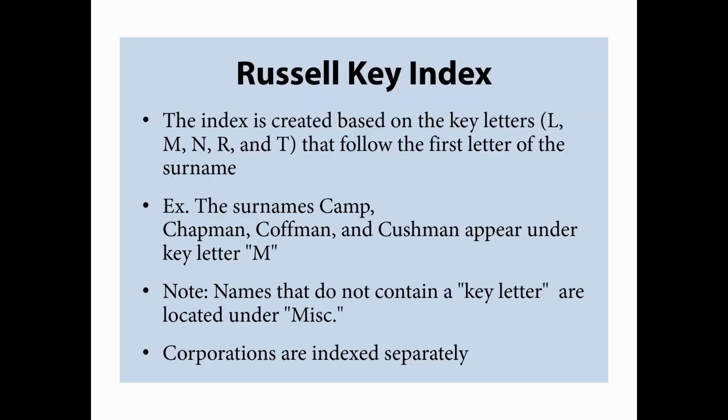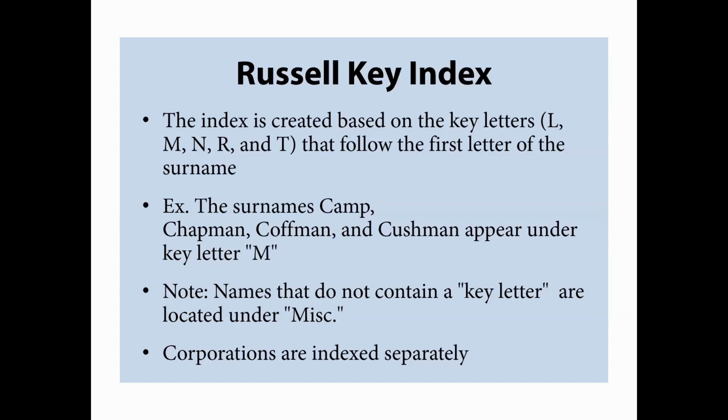Another type of index that you also might come across is what's known as the Russell Key Index. And this is another one you see a lot with deeds and other types of records, especially in the Mid-Atlantic and Pennsylvania. This is really based on using very specific letters. So it's looking at the key letters of L, M, N, R, and T that follow the first letter of the surname.